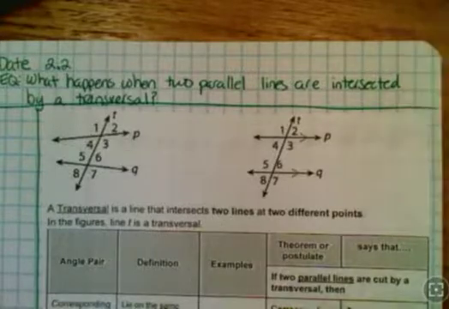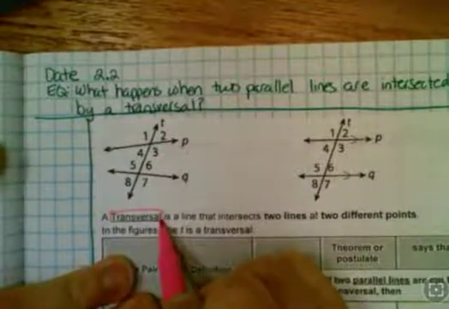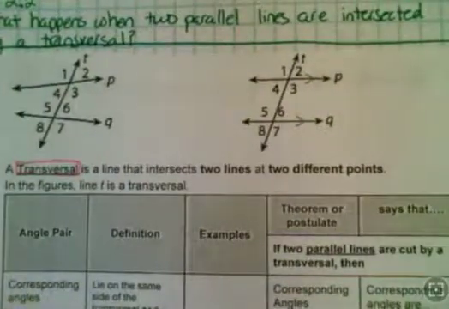So we already talked about what a transversal is. We don't really need to talk about it more, but go ahead and just for good measure, highlight that or underline it. That's our definition of a transversal. A transversal is a line that intersects two lines at two different points.